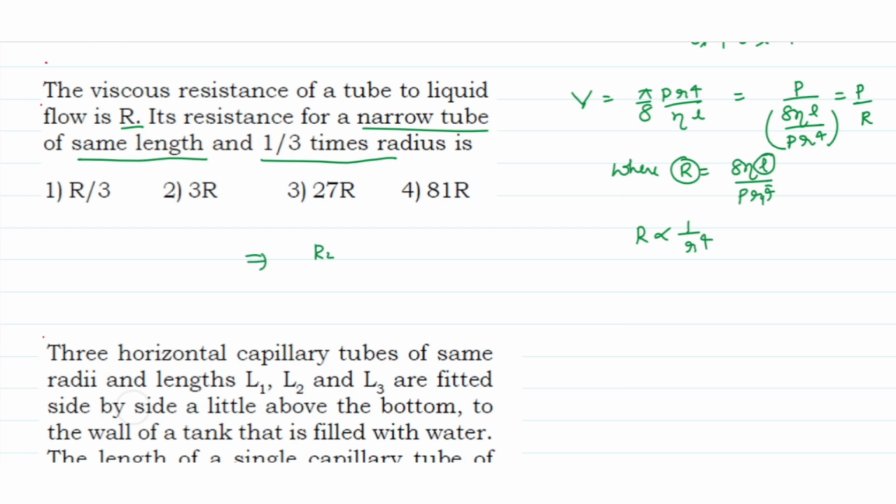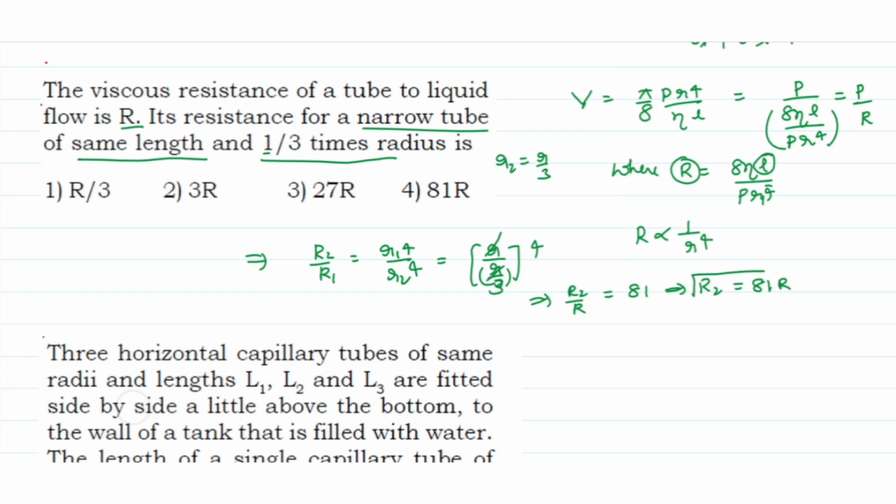Now you just calculate the final resistance value. That means R2 by R1 equals r1⁴ by r2⁴. Here r1 we consider as r, and r2 becomes 1 by 3 times the radius, so r2 is r by 3, whole power 4. The r gets cancelled, so R2 by R1 is 3⁴, which is 81. So the final resistance value is 81 times the initial resistance. This is the correct answer.